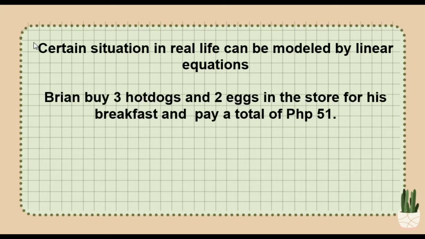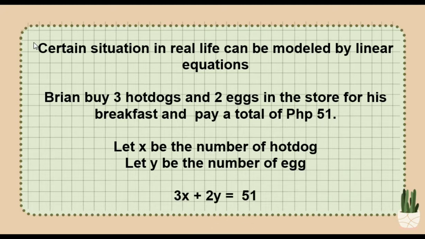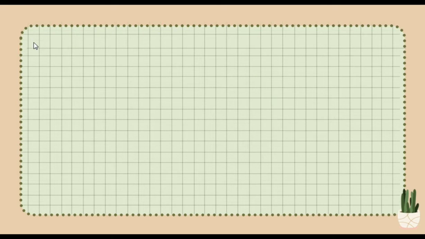For example, Brian buys 3 hot dogs and 2 eggs in the store for his breakfast and pays a total amount of 51 pesos. So to translate this into a mathematical statement, let x be the number of hot dogs and let y be the number of eggs. And because hot dog is equivalent to 3 and eggs is equivalent to 2, then we will have the linear equation 3x plus 2y equals 51. That's it for linear equation and linear inequalities in two variables.